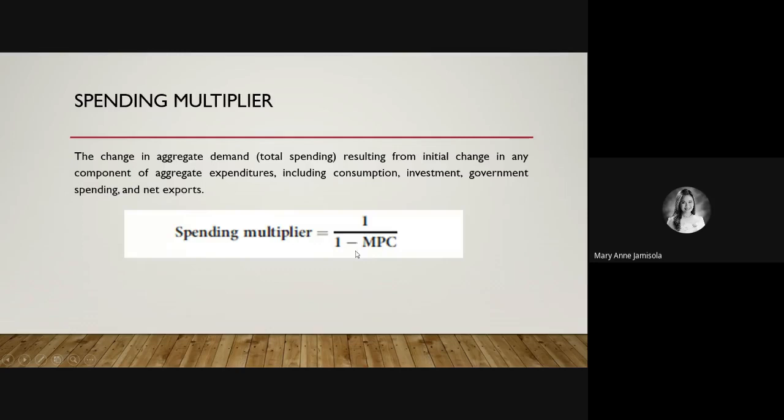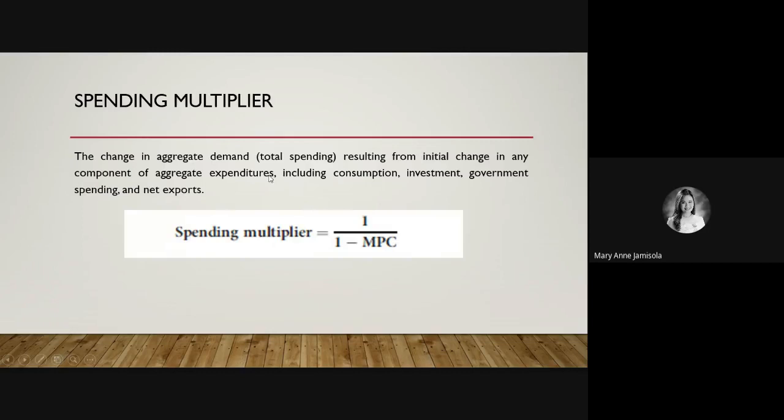Familiar ba ang MPC? Familiar, no? This is marginal propensity to consume. I remember mo ni sa previous discussion. I hope so. So if we are not given the spending multiplier, we have to use this formula again. That's 1 over 1 minus MPC. Now, 1 minus MPC actually gives you MPS. I remember most MPS. If MPC stands for marginal propensity to consume, MPS means marginal propensity to save. Kung nakaremember mo, I hope nakaremember mo, MPC plus MPS is equal to 1, right?